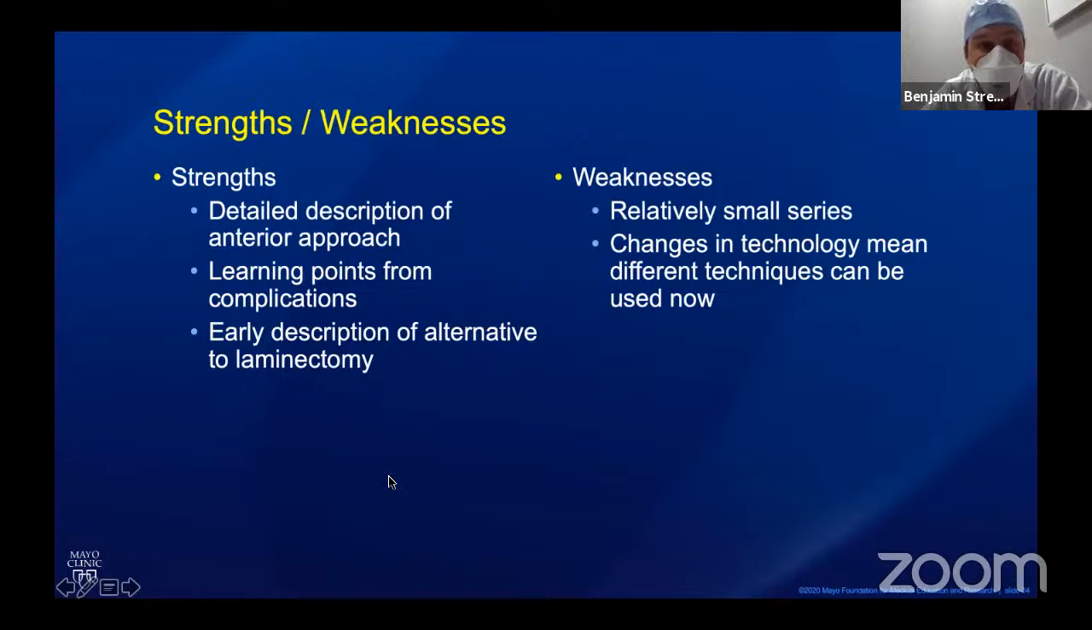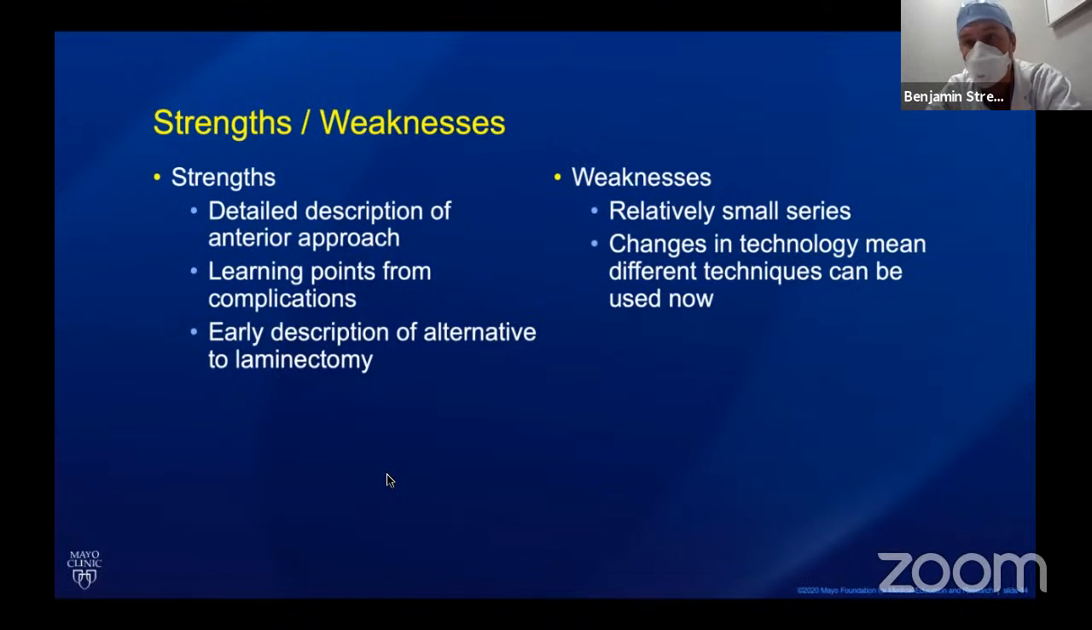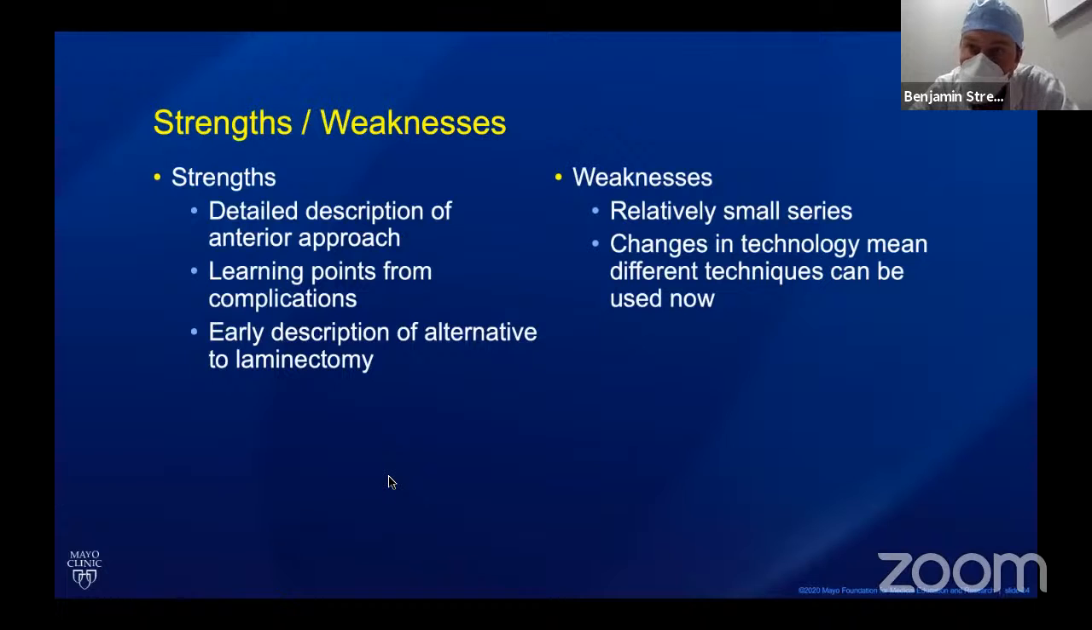Strengths and weaknesses of this paper. Obviously, it's a beautifully detailed description of the anterior approach, and I thought extremely important learning points from their complications. And it was a great description of an early alternative to a simple laminectomy from a posterior approach. Weaknesses, it was a relatively small series, but a rare condition, certainly. Changes in technology as well as neuromonitoring and MRI use in the routine setting may mean that different techniques are more available and more appropriate at this point. However, certainly this is a retrospective look and one of the classic articles.